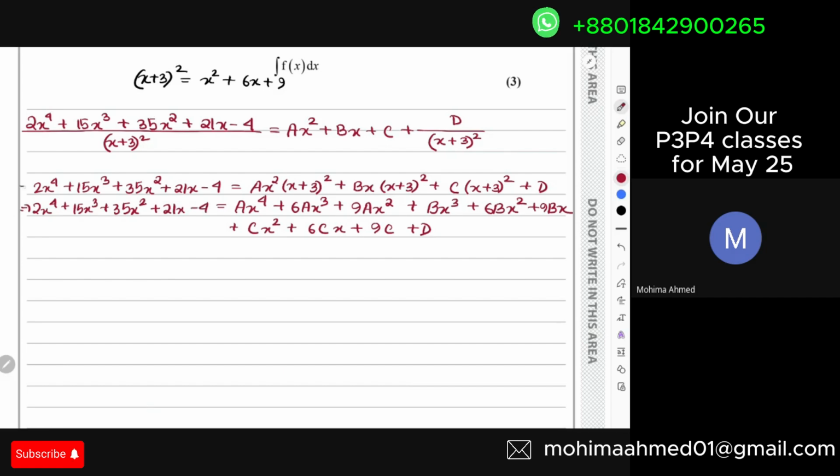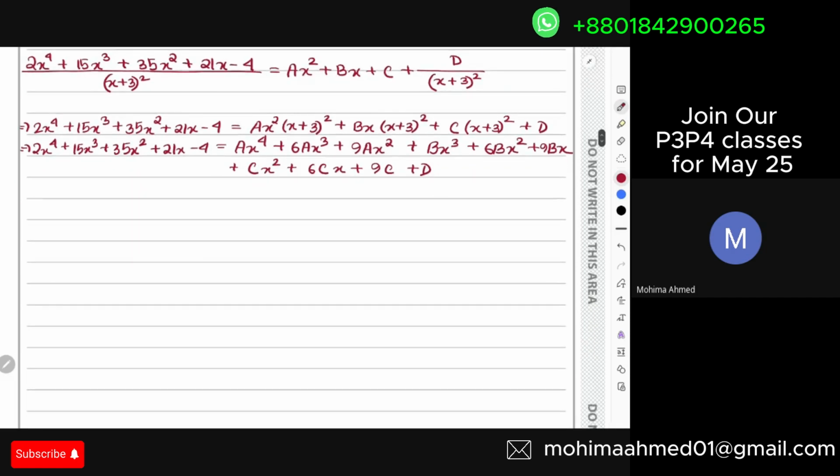I'm going to further simplify this. Over here, how many x power 4 do you have? We have ax power 4, then x power 3 and x power 3, so we can write this as 6a plus b x power 3, right? So this is done, this is done, this is done. X power 2 is 9ax square, 6bx square, cx square. So we have 9a plus 6b plus c x square. All of this were x square. So this is also done.